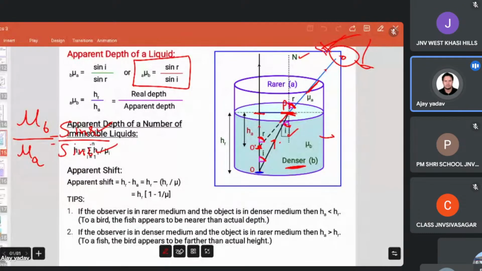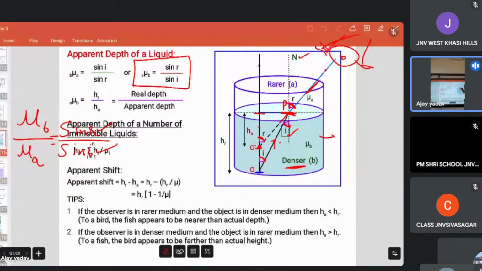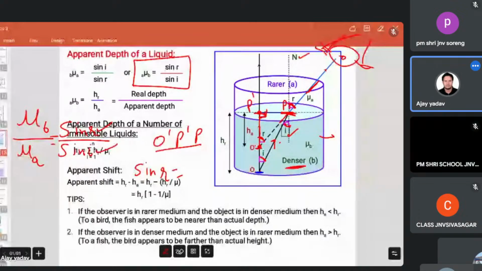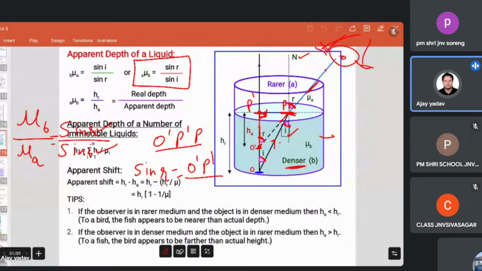So sin r we will calculate from this triangle O dash, and consider this point is P dash. We will calculate from the triangle O dash, P dash and P. From this triangle we will calculate the value of sin r. So what is sin r? Sin r is equal to perpendicular, since this angle is 90 degrees on the interface, so perpendicular is O dash P dash upon hypotenuse. What is the hypotenuse? O dash P.